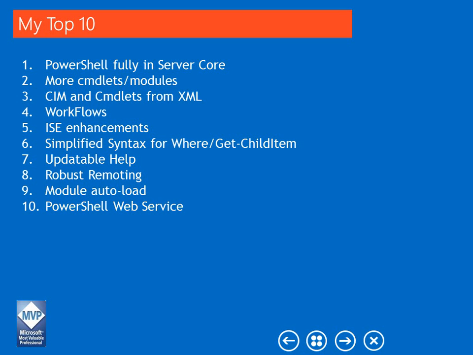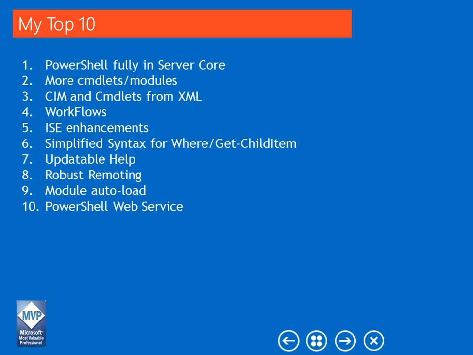Number 7 is updatable help. Help in V1 and V2 came in the box, but for really good reasons was never updated. Now we have the ability to update help, so as you find errors in help text, not only for the built-in commandlets, but also for third-party ones, the vendors of those commandlets can now ship easily updated help. Number 8, remoting, and more importantly, robust remoting. Remoting in V2 was an awesome feature, but it was a little bit temperamental. At the first sign of problems, everything failed. And so now we have a much more reliable, robust bit of remoting. While I can't show you much about robustness, because it just works, trust me, it just works.